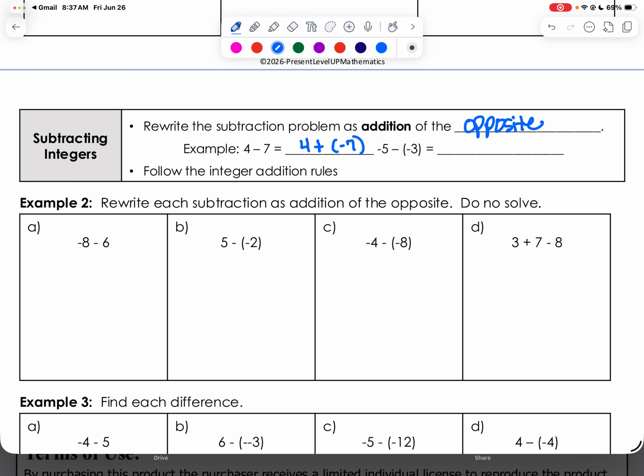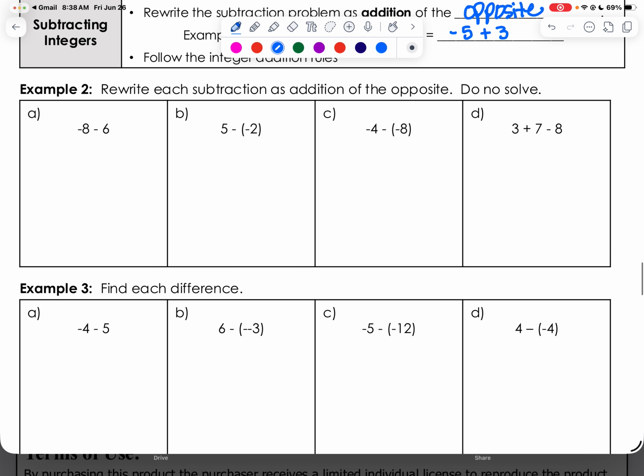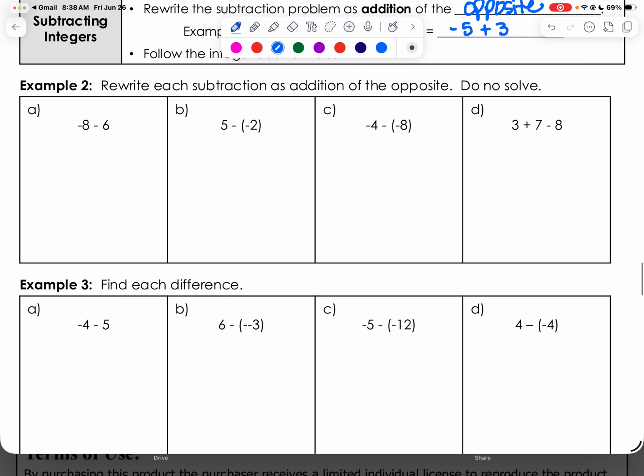If I had negative 5 minus negative 3, and I wanted to write that as an addition problem, I would say negative 5 plus the opposite of negative 3, which is positive 3. So now we have an addition problem. After you rewrite the problem as addition, you just follow the integer addition rules that we learned on page 1.